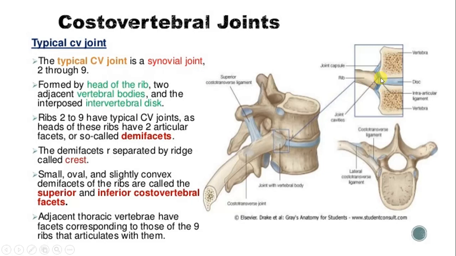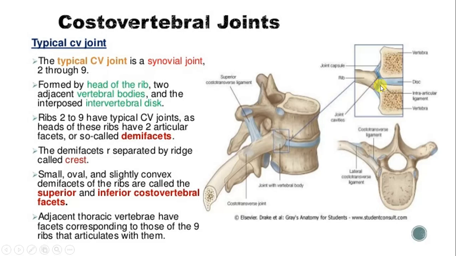The second to ninth are typical because there are two articular facets on the rib. We have seen before the two articular facets on the head of the rib for this joint, the so-called demifacets. These demifacets on the rib are separated by a ridge. The small oval and slightly convex demifacets of the ribs are called superior and inferior costovertebral facets. The adjacent thoracic vertebrae have facets corresponding to those of the rib.